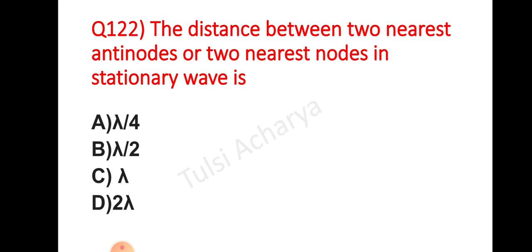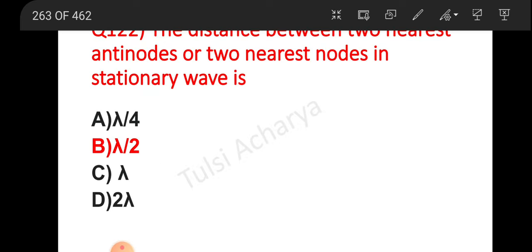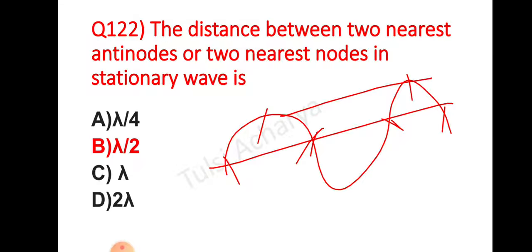Now let's move to question number 122. The distance between two nearest antinodes or two nearest nodes in stationary wave is called, the right answer for this question is lambda by 2. Distance between two nearest nodes. If this is a wave, the distance between these two nodes or these two antinodes, these are the nodes. So the right answer for this question is lambda by 2. Lambda by 2 is the correct answer.